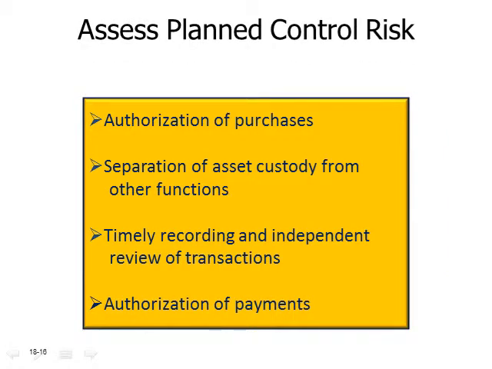We then have to assess our planned control risk, and we use the results of tests aimed at ensuring that purchases are authorized, that this separation of duties exists, that recording of transactions is timely, and that there are independent reviews of transactions as required in the client's policies and procedures, and that all payments are authorized. And these are a few examples of the types of tests over internal controls that we would make in order to get to some control risk assessment, which drives, as you recall, our substantive testing of transactions level.